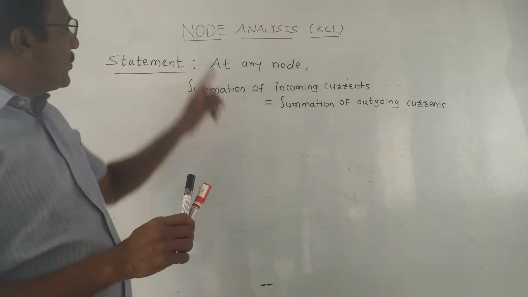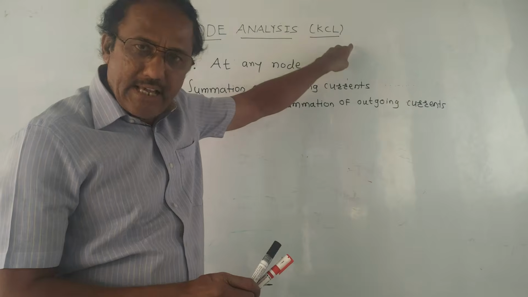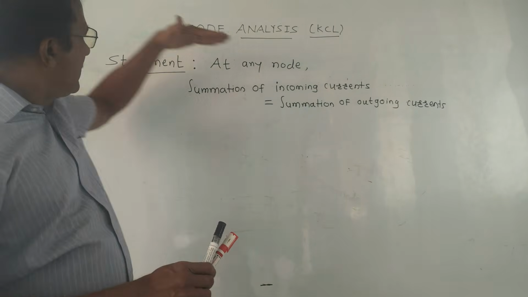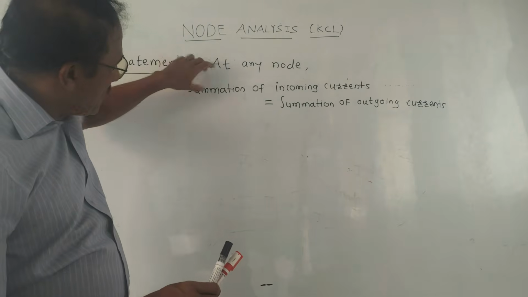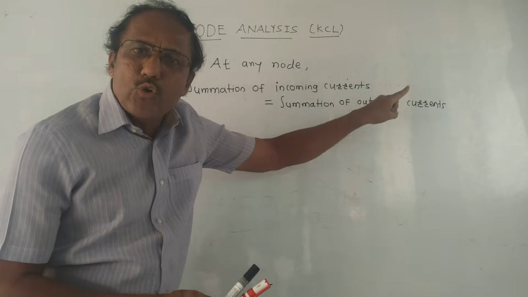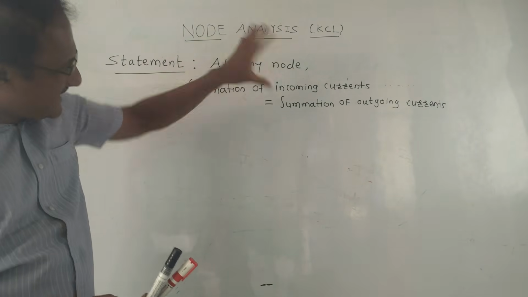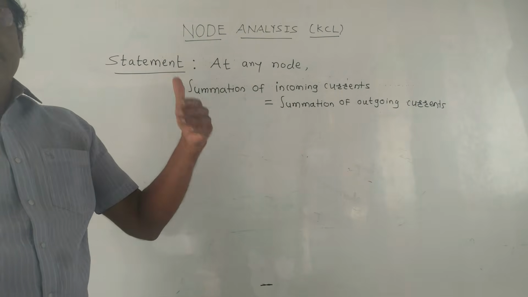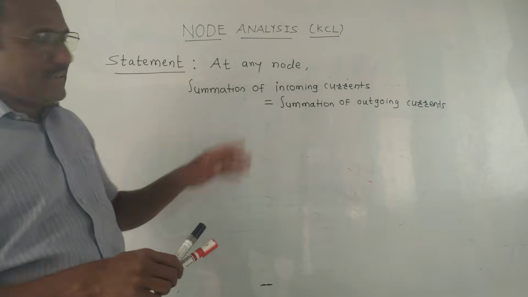Dear students, today's topic is node analysis or KCL. KCL stands for Kirchhoff's current law. The statement is: at any node, summation of incoming currents is equal to summation of outgoing currents. In today's lecture, we will be discussing the meaning of this statement and we will be solving a few numericals to get an idea of node analysis.